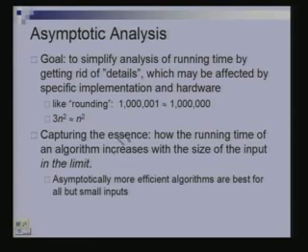So we are interested in capturing how the running time of the algorithm increases with the size of the input in the limit. This is the crucial point here, and that's what asymptotic analysis is all about. That's what the asymptotic here is. In the limit, how does the running time of this algorithm increase with increase in input size?